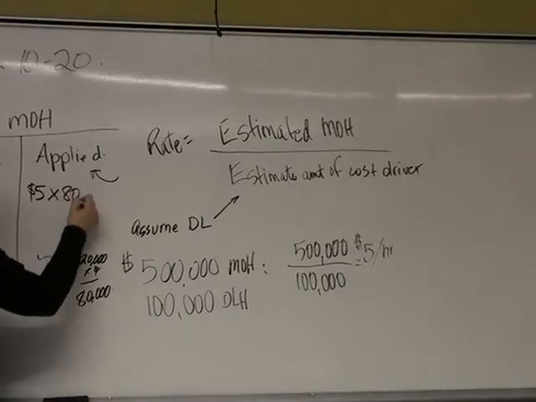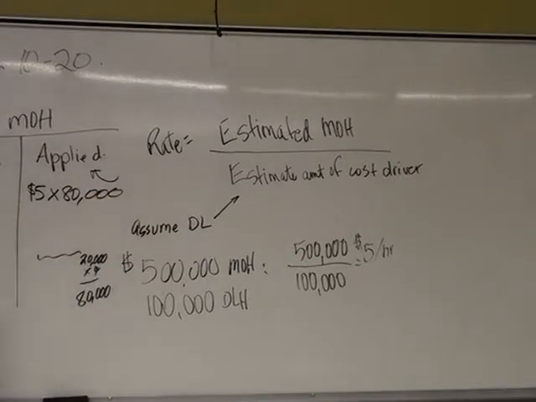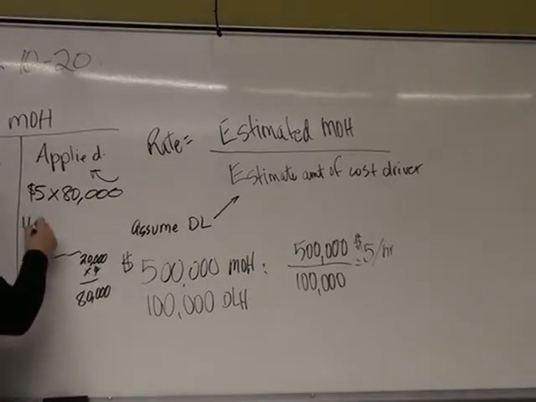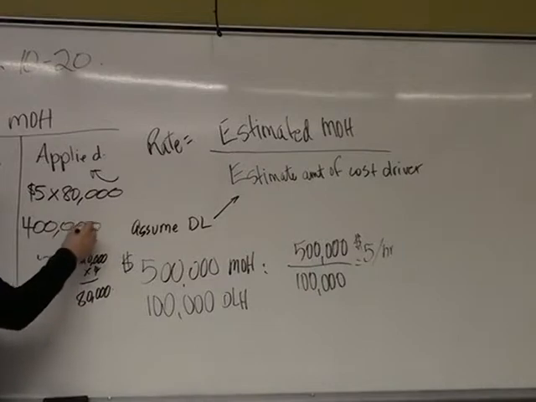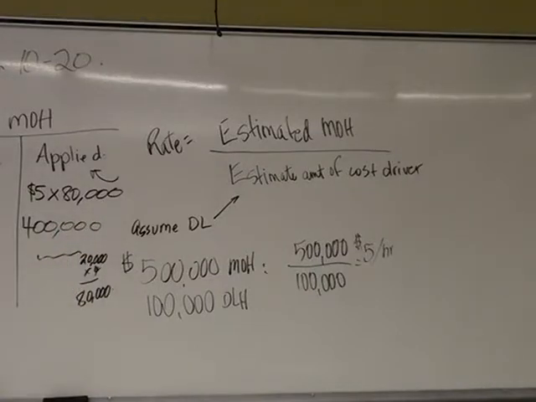$5 times 80,000 hours. That would give me $400,000 of overhead, right? But let's say that my estimate is really good, and I actually incur $500,000. So what happens to this? What's the difference? I'm actually underapplied by 100,000, right? Underapplied.